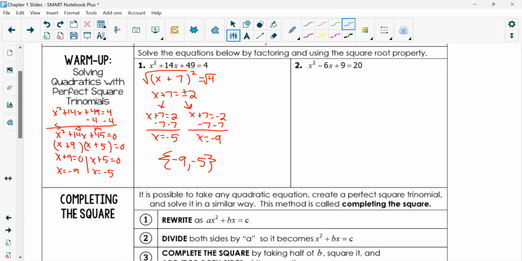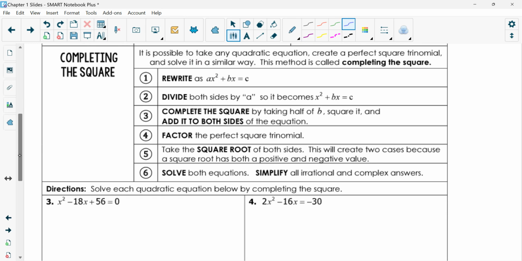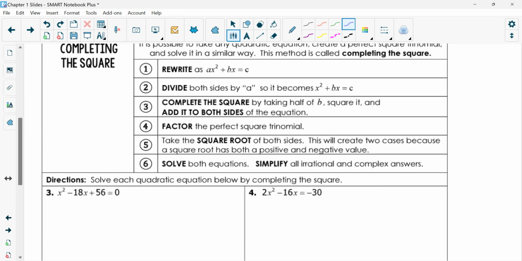So this first way, here are our steps. First thing we're going to do is get that constant over to the other side. We just want the x squared and the x to be on the left side. Here we have x squared minus 18x plus 56 equals 0. So I want to move that constant, 56, to the other side. I'm going to subtract 56. That gives me x squared minus 18x equals negative 56.